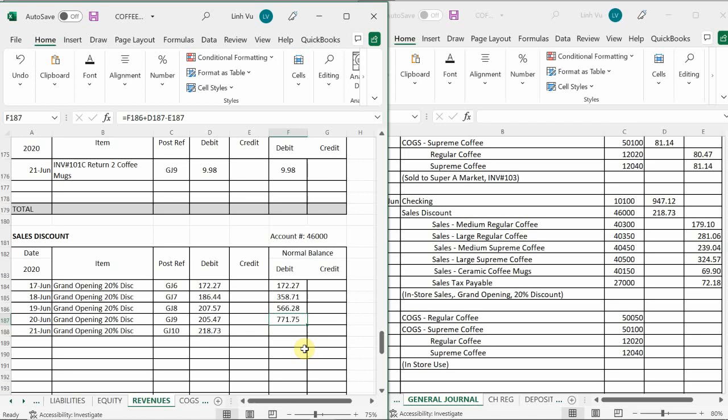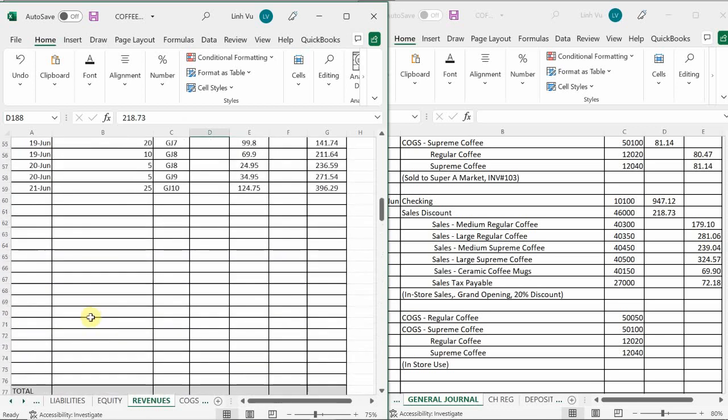771.75 with 218.73. We got 990.48. Good. Okay, so now I have to go through all of my sales, starting with the sales of medium regular coffee.